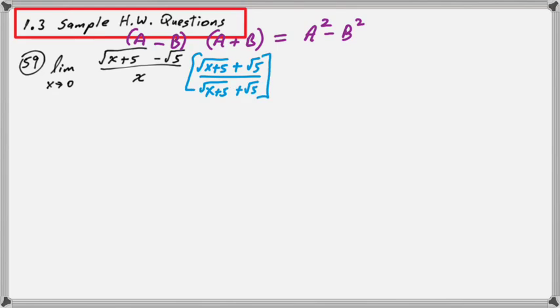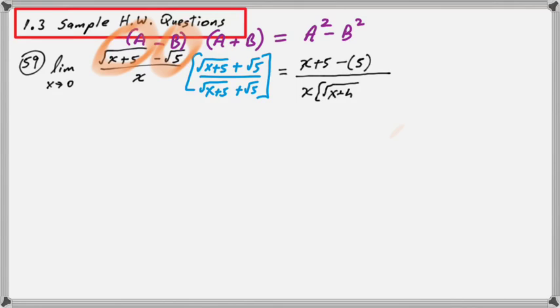Now, if this is A, let me go back. If this is A, what's A squared going to be? X plus 5. The radical would go away. Now, if this is B, I always use parentheses even though you don't need it for this one, but for subtraction, it's good practice. If this is B, what's B squared? 5.